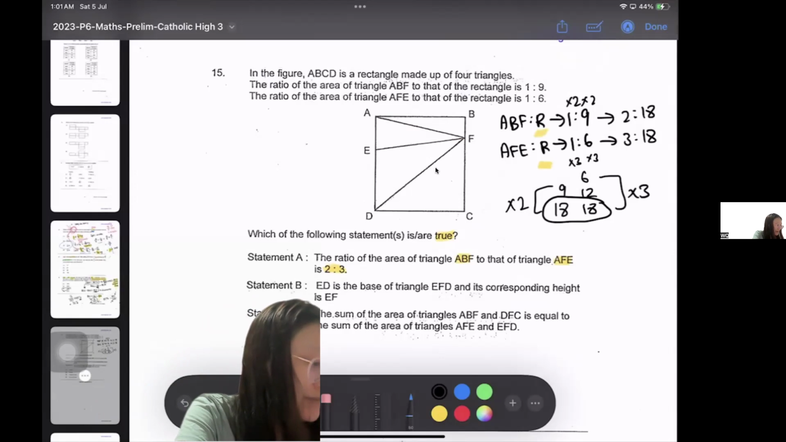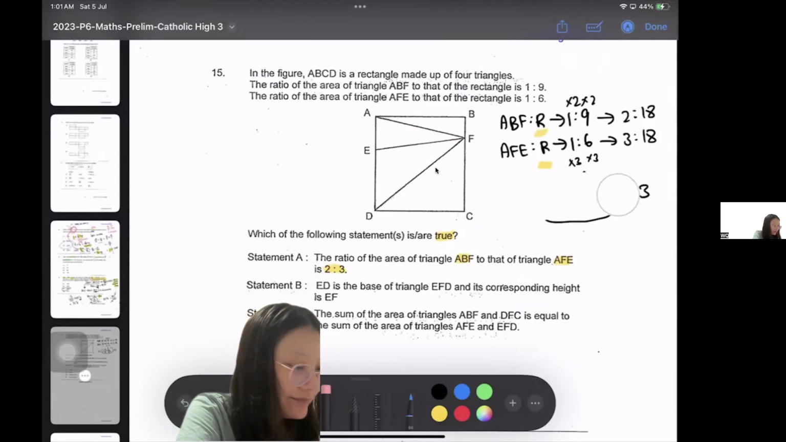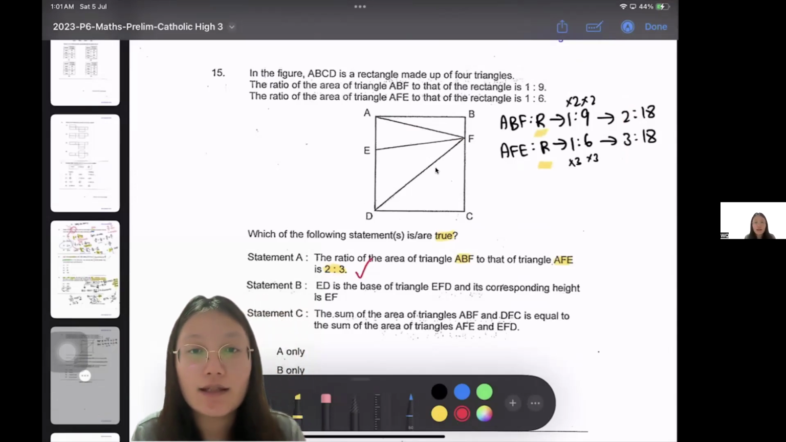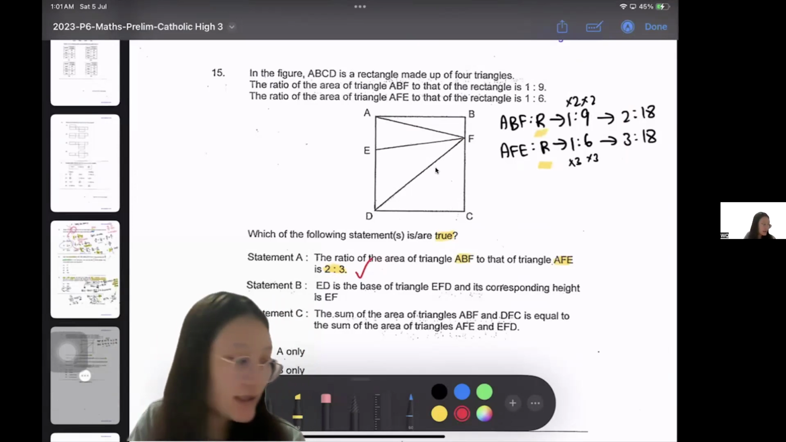So let's look back at the statement. The ratio of ABF is to AFE is 2:3. Is that right? Okay. That is right, okay? The ratio is 2:3 because you see here, 2:3, that is ABF is to AFE. So the first statement is correct, okay? Correct.